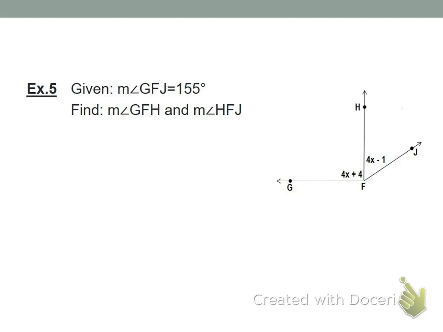Micah? We put 4x plus 4 equals 155. Not just 4x plus 4. Caleb? You add the two expressions together and equal it to 155. Good. We have to add the two angles together. So we want 4x plus 4 plus 4x minus 1, and then set it equal to the 155.